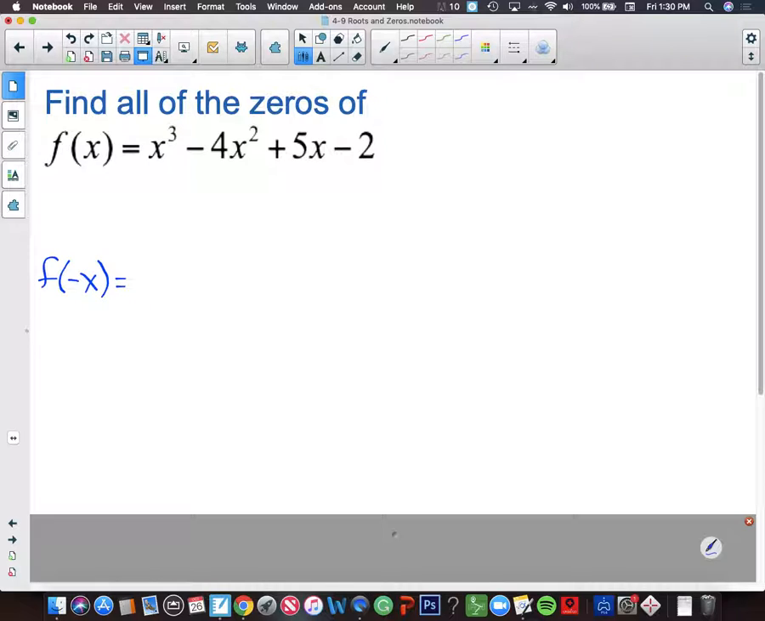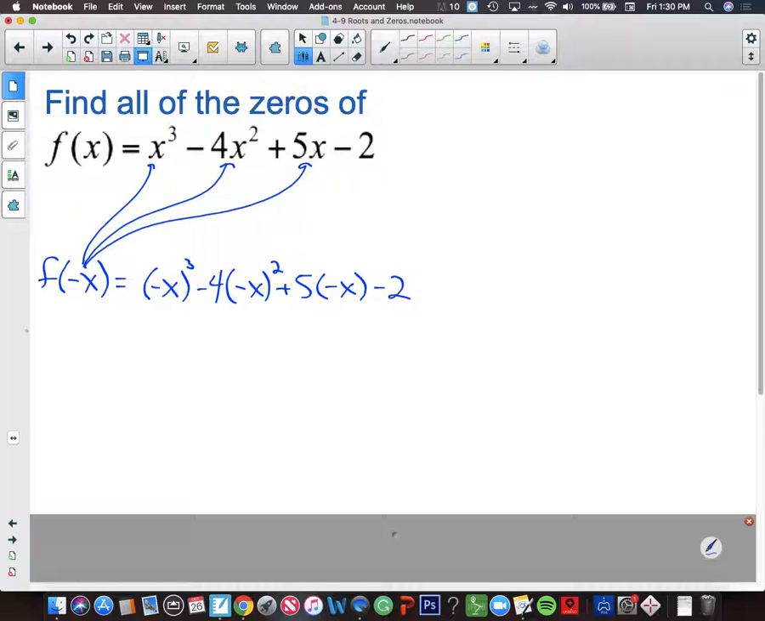All right, well, what does that mean when I want to do f of negative x? Okay, let's compare it to something like this. What's f of 6 mean? Well, that means you're going to plug a 6 in, put it in parentheses, for all the x's in the original function, right? So you can make an inference here that we want to plug in this negative x for all the x's up there. All right? So it would look like this. Negative x to the third, negative 4, negative x squared plus 5, negative x minus 2. All right? So it looks like that.